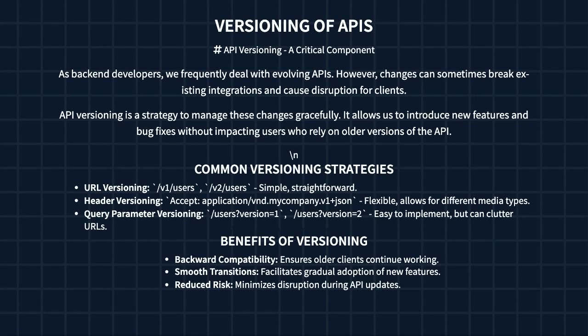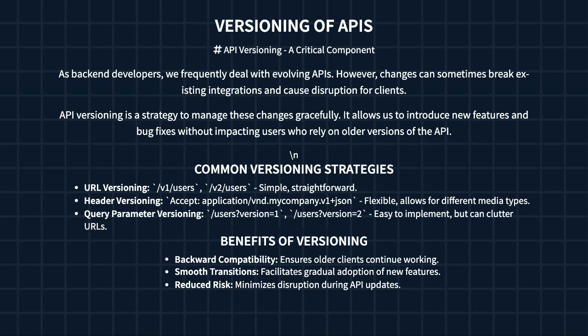Okay, so let's talk about API versioning. As backend developers, we all know that APIs change and those changes can sometimes be tricky for other applications relying on them. Versioning is essentially a way to manage these updates without breaking things for your existing users. We've got a few different ways to do it.